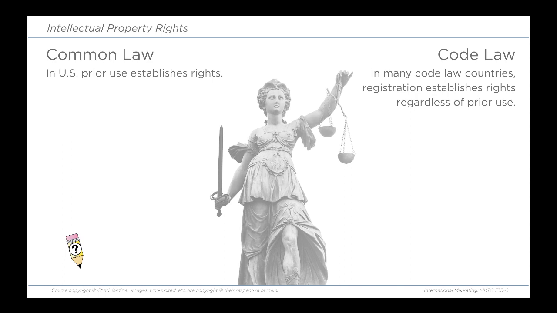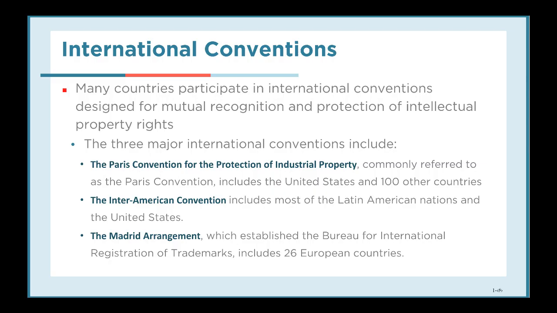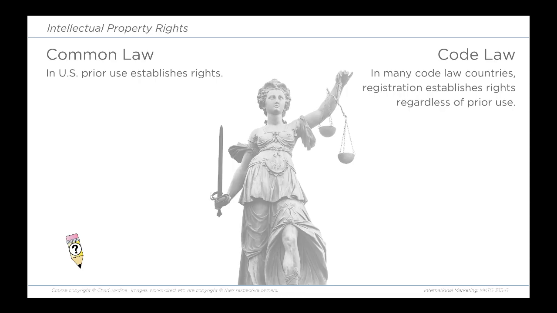So again, we talked about looking specifically at copyright laws. Common law is use establishes the right. Code law means registration establishes the right. Now, let me back up for a second. What that means is that typically in the United States, you need to know when your trademark or your copyrighted product was first used in commerce. From that period of time, you have a certain amount of time to register your copyright, trademark, or patent. But it's still based on first use. Whereas in the code law countries, it's a race to the patent office. The first person to register is the one who gets it.